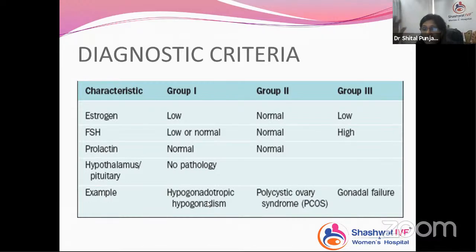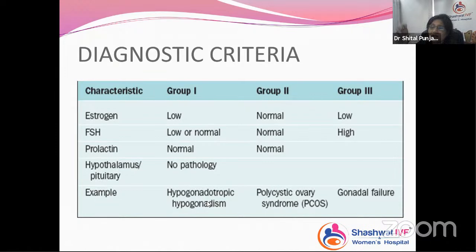Group 2 patients are the polycystic ovarian disease patients, they fall into this category. Here the hypothalamic pituitary ovarian axis is intact, but it is dysfunctional, and they are very difficult to treat. Their estrogen level is usually in a normal range, their FSH level is in a normal range, prolactin may be normal or high.